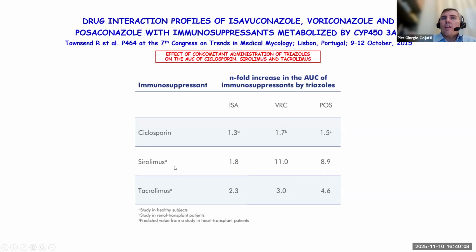Look at sirolimus, for instance. Sirolimus with voriconazole is a dreadful interaction because sirolimus AUC increases up to 11-fold when voriconazole is present. So the only way to overcome this problem is by doing TDM, so TDM of both agents, of the immunosuppressant and of the triazole.